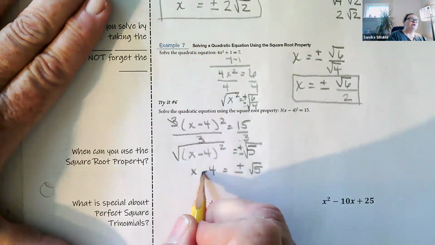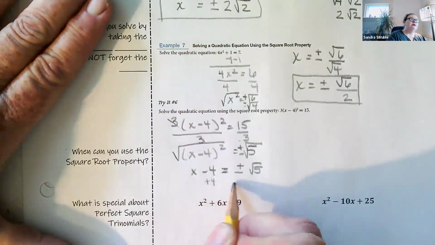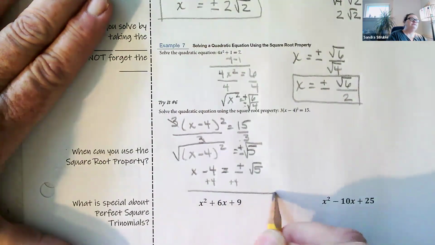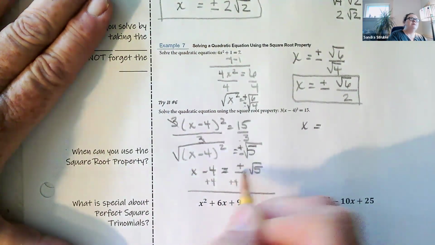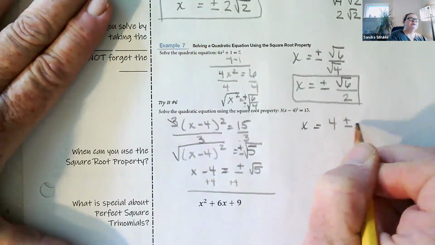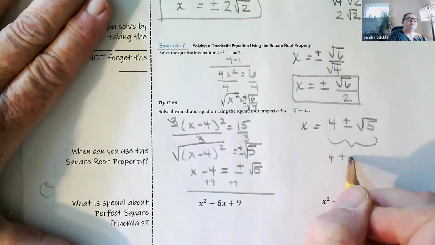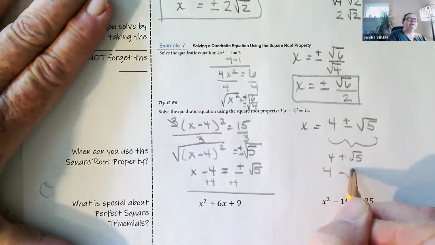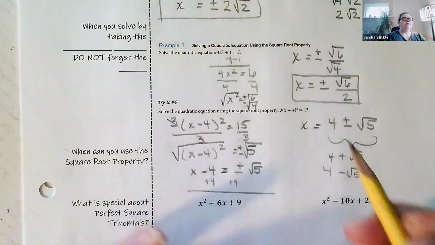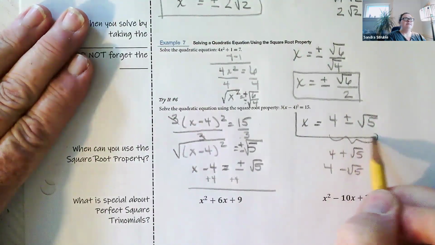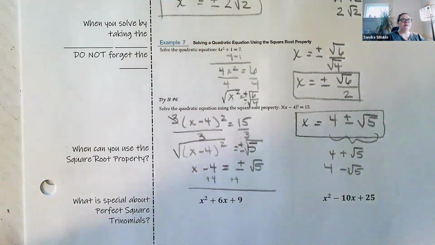We have to add 4 to both sides of this equal sign. So this is going to be plus 4 here and plus 4 here. So I'm going to bring this up here. X equals 4 plus or minus the square root of 5, which is the same thing as 4 plus the square root of 5 and 4 minus the square root of 5. Again, I don't need you to combine them. I don't want the decimals. I would rather see it like this or like this. Either one, just make sure no decimals.